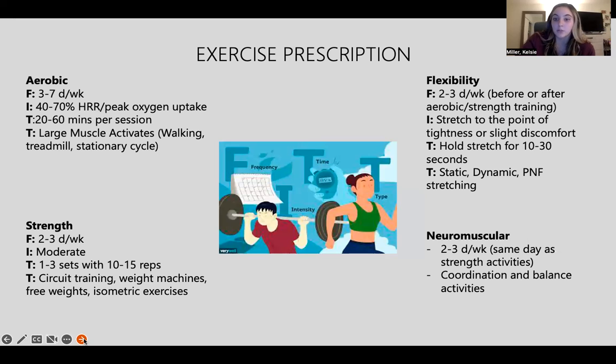The last prescription she should do is neuromuscular, which is 2 to 3 days a week, and she should be doing this at the same time she's doing her strength training. This will help with coordination and balance activities.